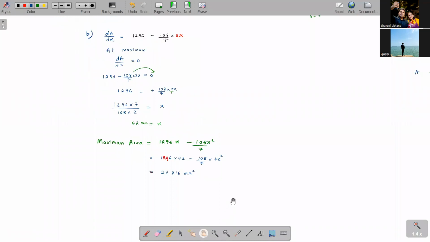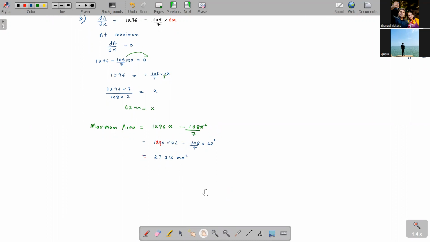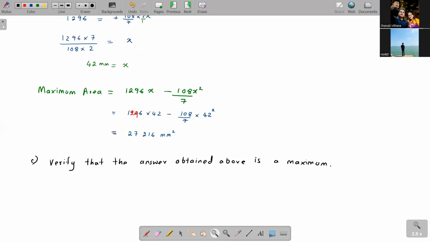Another thing they ask you in the exam, as I was mentioning earlier, is another part: verify that the answer obtained above is a maximum. This is something you need to be able to prove if they ask. So how do you verify that the answer we obtained above is a maximum?